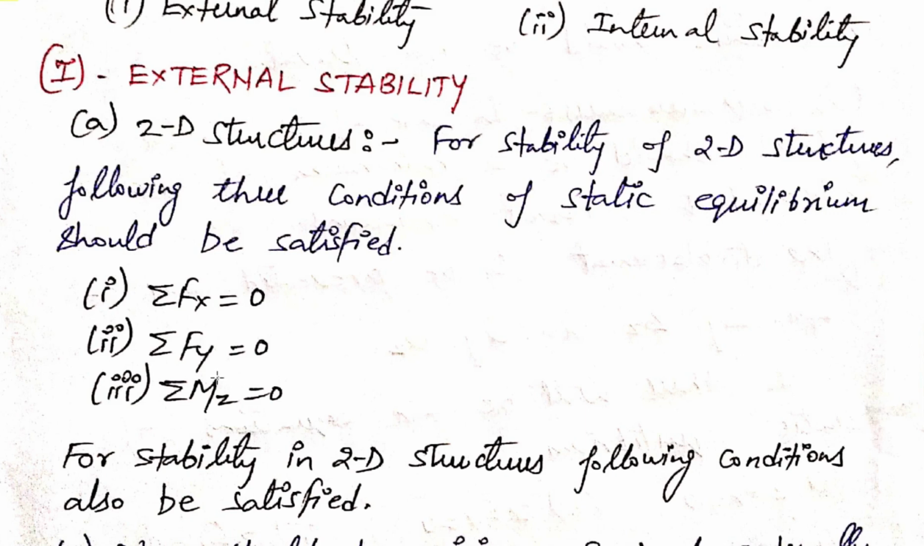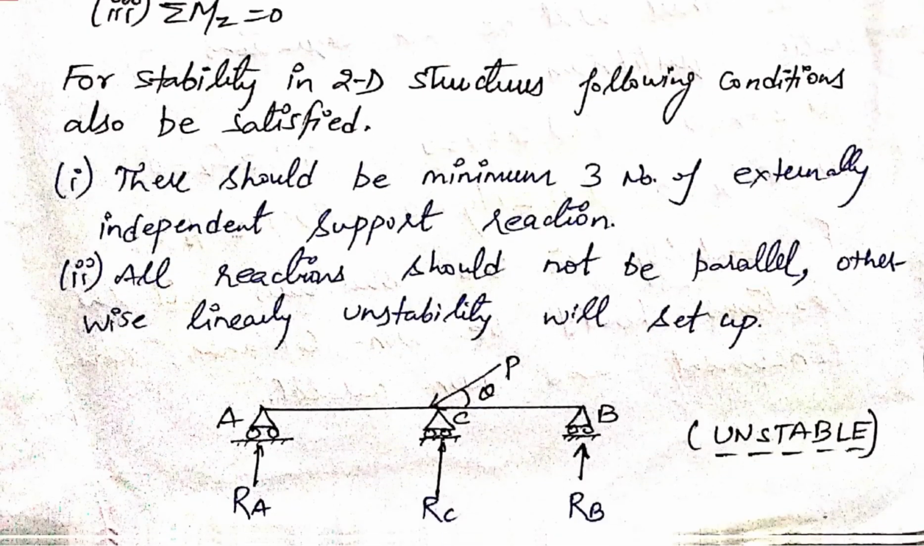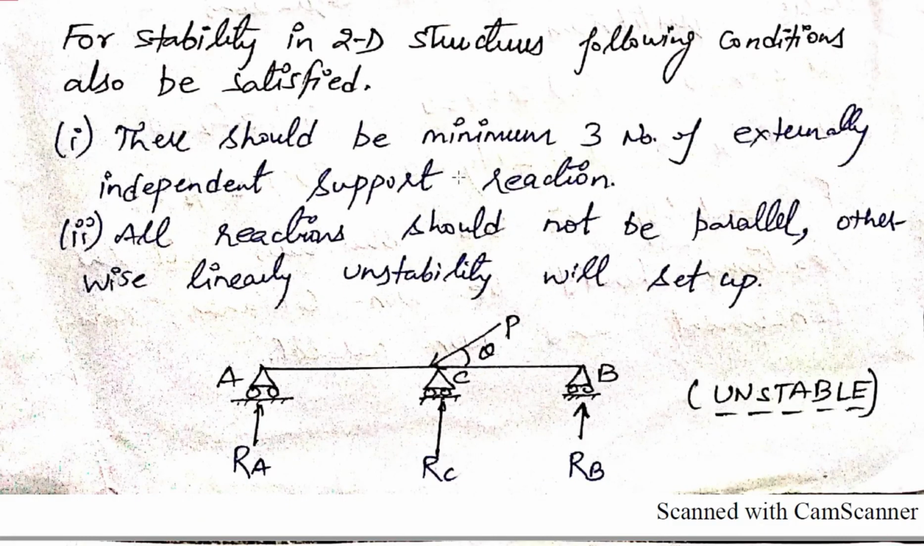So for stability in 2D structures, the following conditions must also be satisfied. What are these conditions? First, there should be a minimum of 3 externally independent support reactions. This condition should be satisfied for stability in 2D structures. And the second condition is that all reactions should not be parallel, otherwise linear instability will set in.